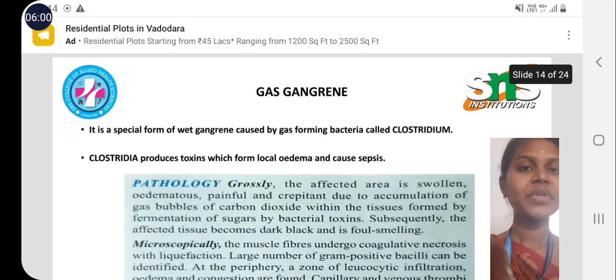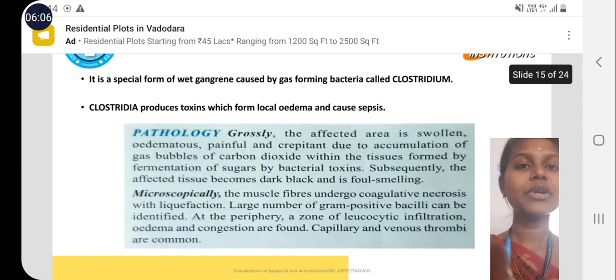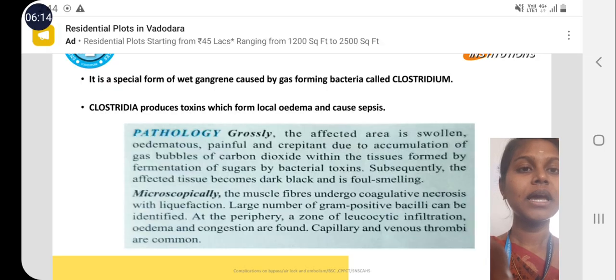Gas gangrene is a special form of wet gangrene caused by gas-forming bacteria called Clostridium. Clostridia produce toxins which form local edema and cause sepsis. So grossly, the affected area is swollen, edematous, painful and crepitant due to accumulation of gas bubbles of carbon dioxide within the tissues, formed by fermentation of sugars by bacterial toxins. Subsequently, the affected tissue becomes dark black and foul smelling.